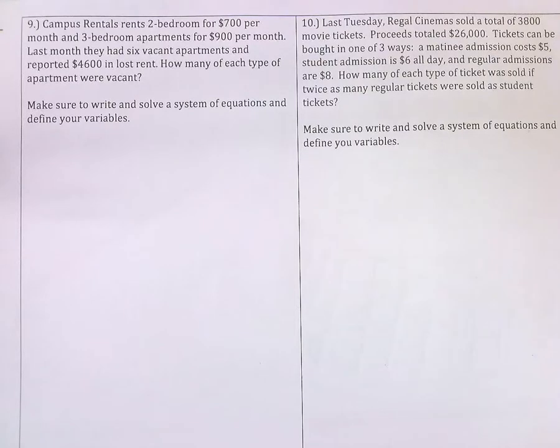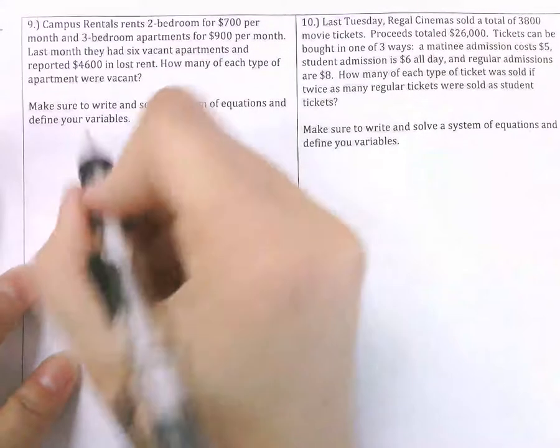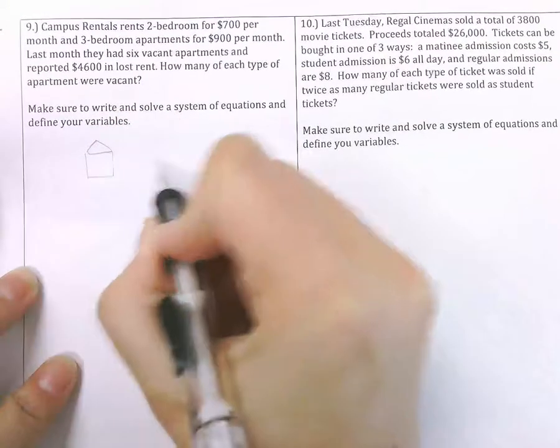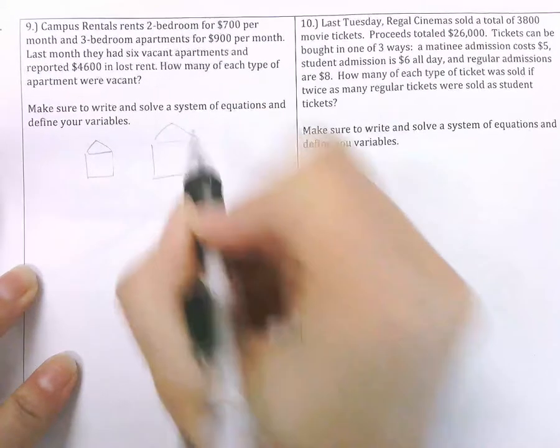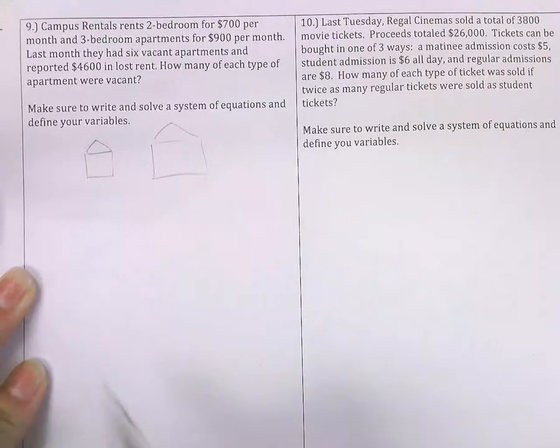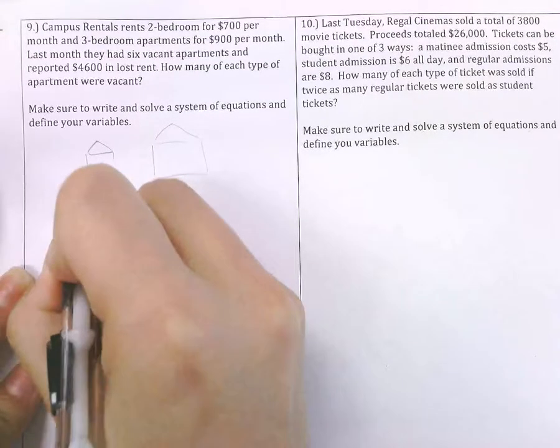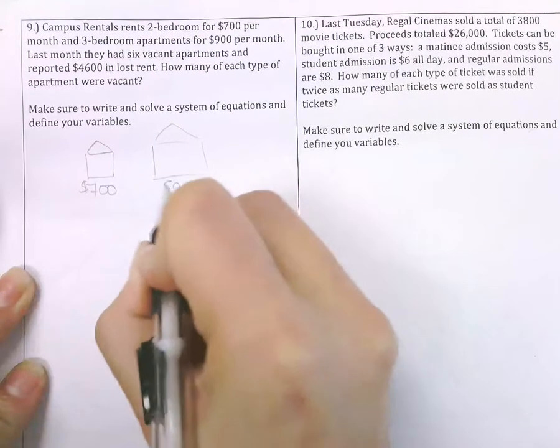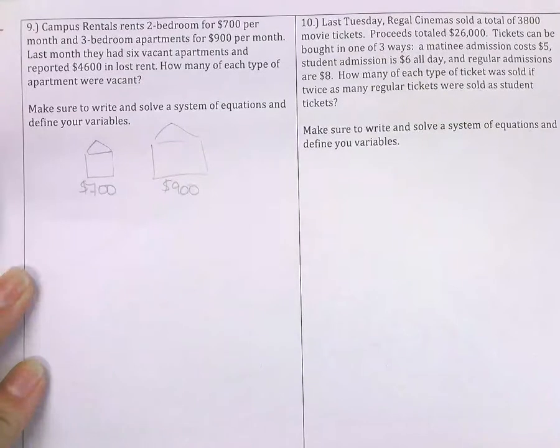Through the information, okay? It says Campus Rentals rents 2 and 3 bedroom apartments. So look, we got a 2-bedroom apartment and then a slightly bigger 3-bedroom apartment. Now, the littler ones are $700. The bigger ones are $900. Please keep in mind that you can no longer get an apartment for that much money anymore. This is an old question. You get a tiny apartment in Boston.